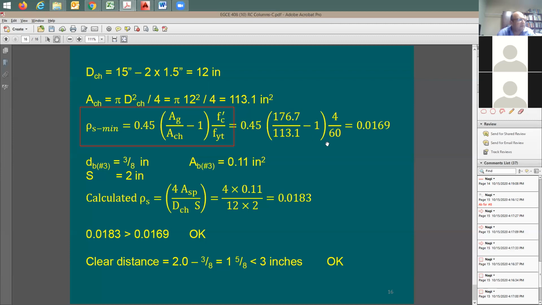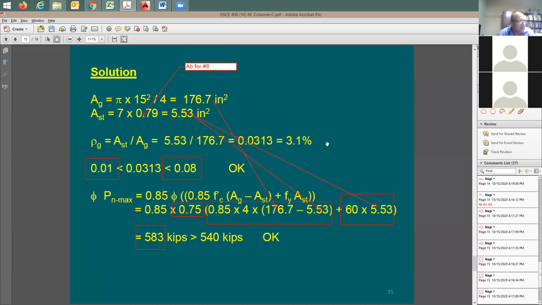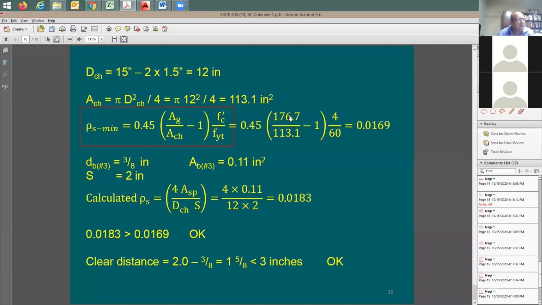Where do I have it? Where is this coming from? I'm going to go back one slide to look at it. 176.7. Total cross-section area of the spiral column, 176.7. You divide this by ACH, the cross-section area of the confined core, 113. Subtracting 1. This factor is usually going to be more than 1, because you take the total cross-section area of the column and subtract the confined core, which is slightly smaller. So I know for sure this is going to be more than 1, and this equation is going to be okay. I'm going to have a positive value at the end.